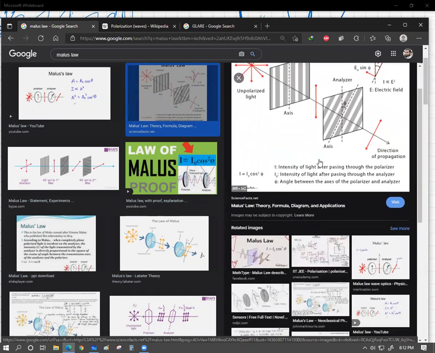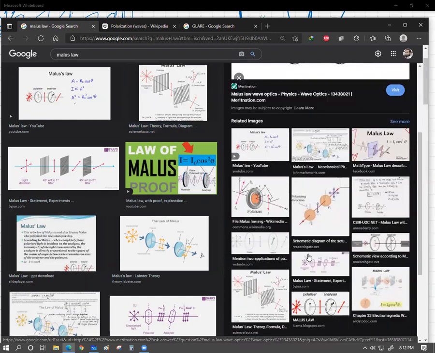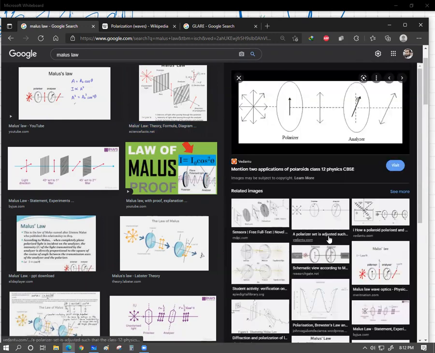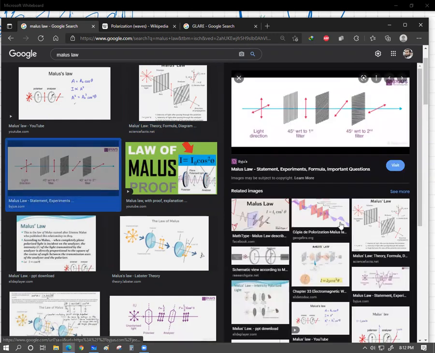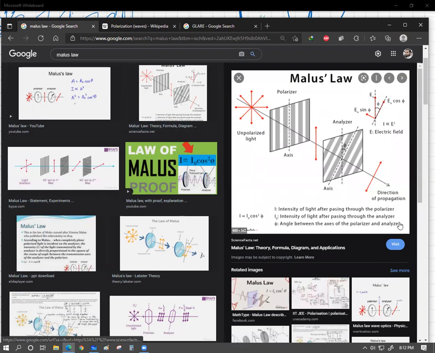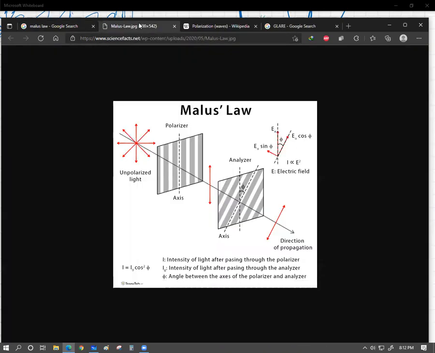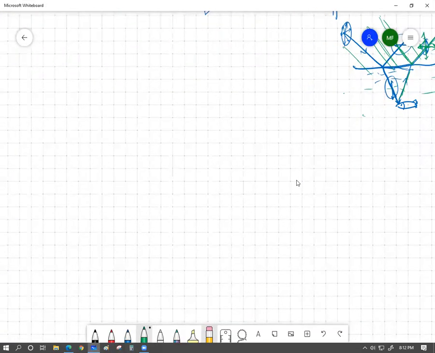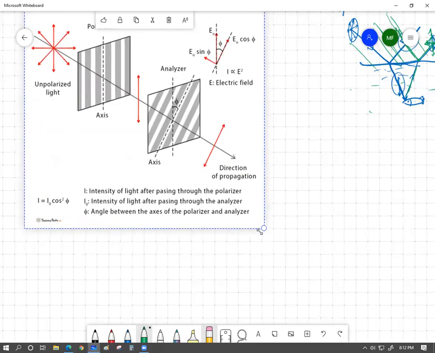Okay, in your syllabus, we also have Malus's law. Malus's law is actually pretty simple. I'm trying to find a very simple figure to deal with it. I think this will work just fine. Malus's law is the only mathematical equation that you have in your syllabus for the polarizing concept.